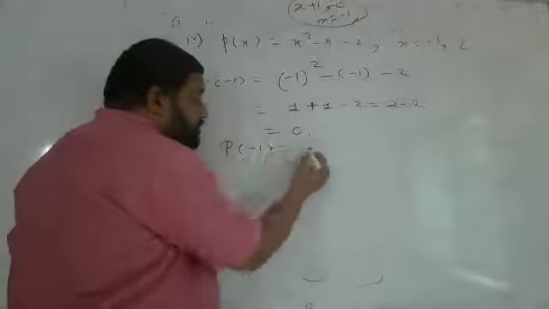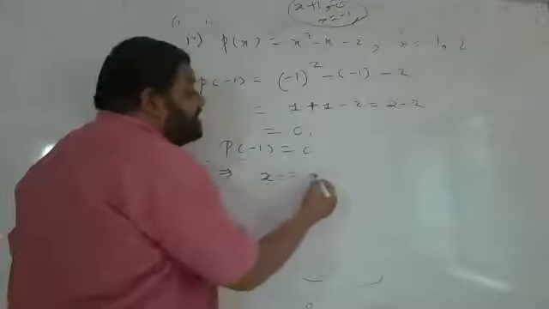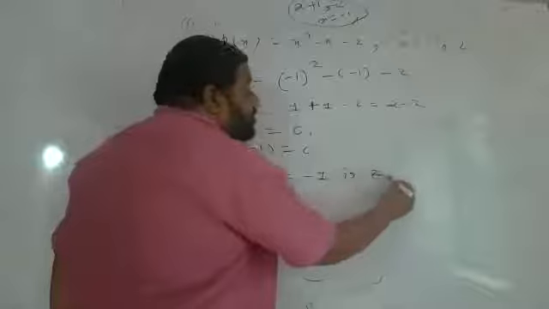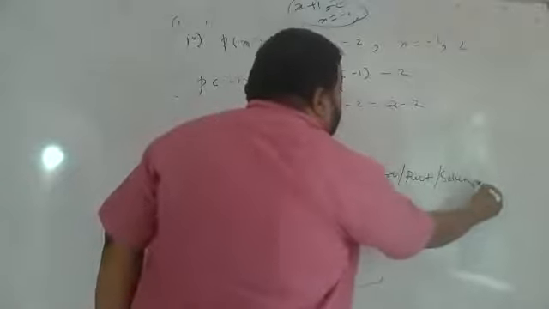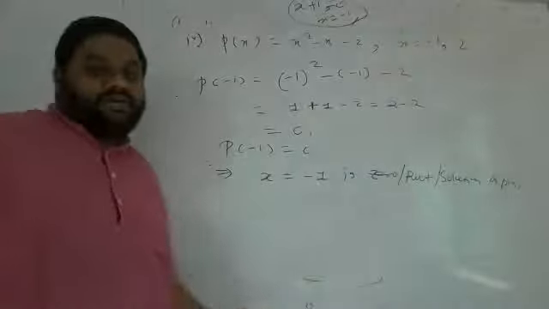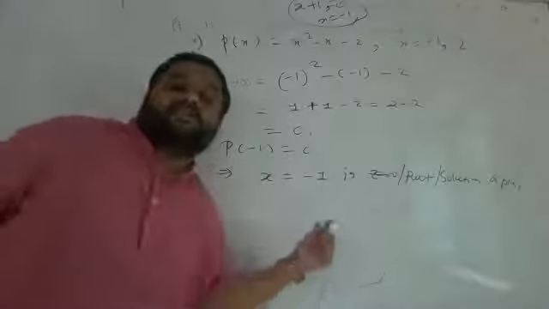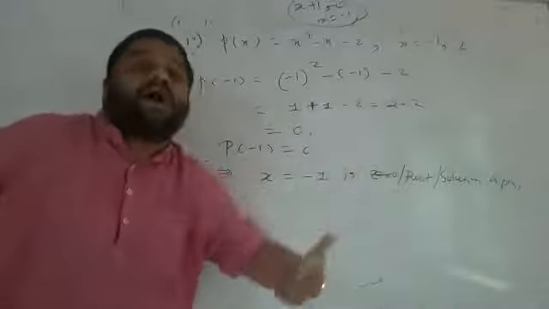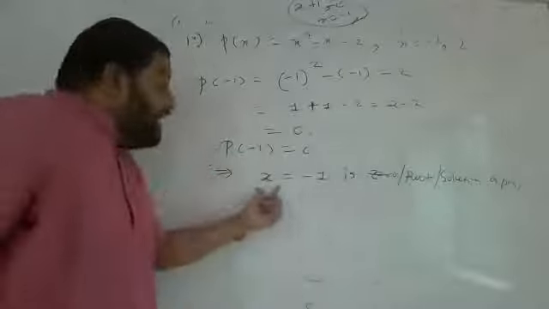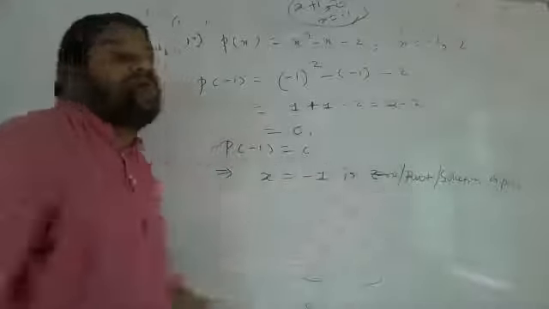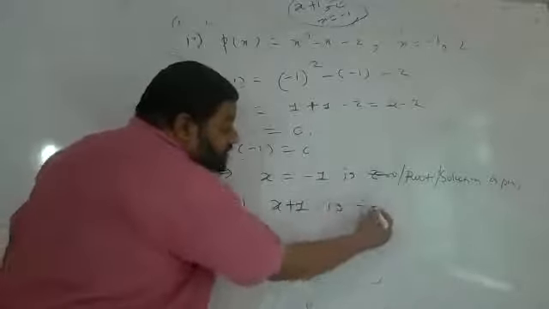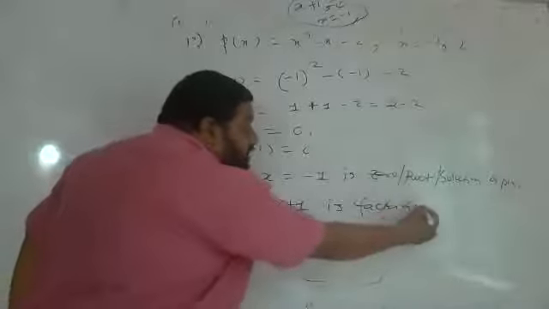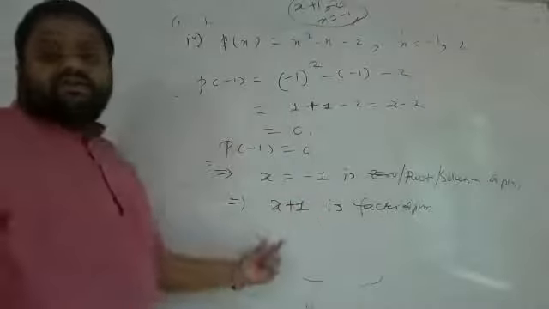P of minus 1 is equal to 0 means x is equal to minus 1 is a zero, root or solution of P of x. We call these three names; keep combining them. x is equal to minus 1 is a zero of P of x. Why? Because P of minus 1 is equal to 0. And x is equal to minus 1 is a zero of P of x, which means minus 1 comes to this side: x plus 1 is a factor of P of x. Yes or no? Got it or not?